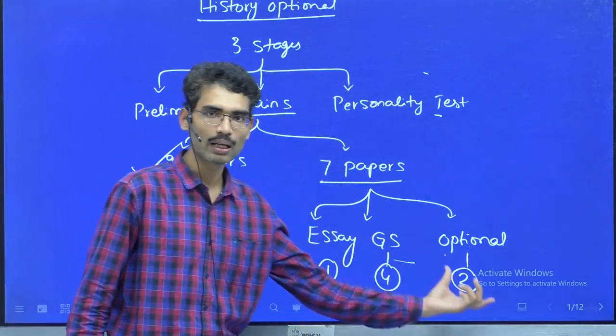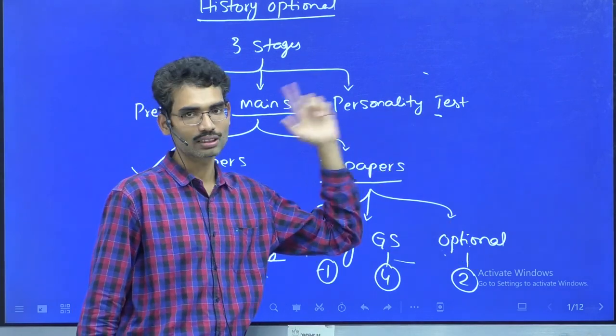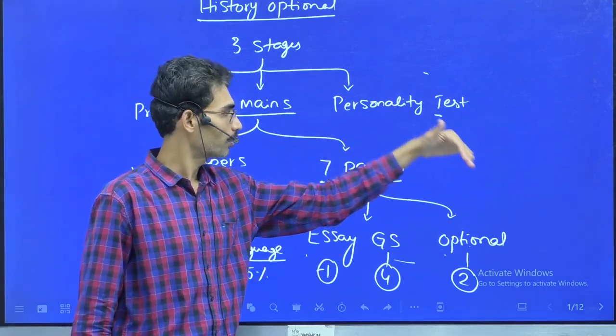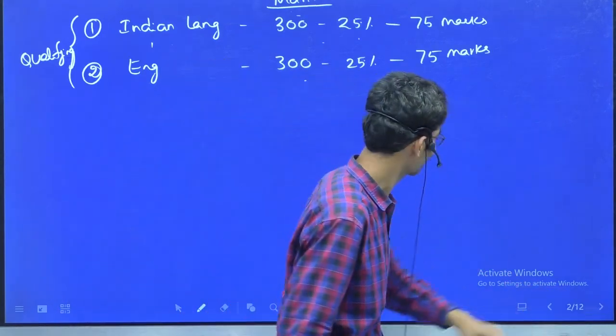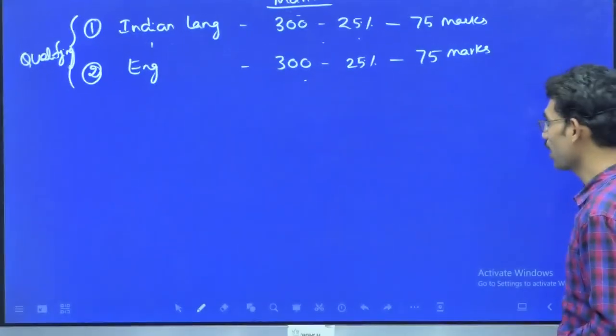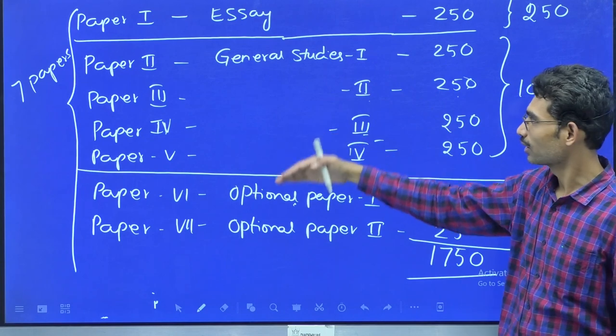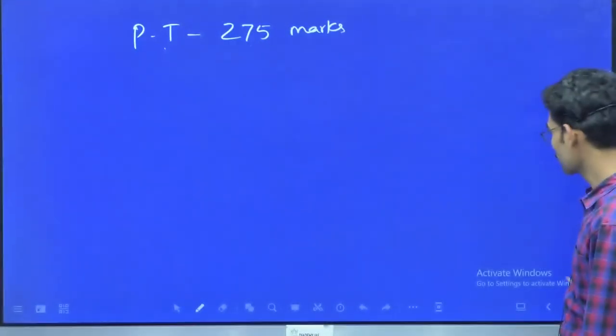These are counted for the merit. If you get a good score there, you will be allowed to the personality test, and your personality score plus mains score will be added to give you the final rank. So this is how the marks are allocated. Paper one contains 250, 250 like this, and the personality test.